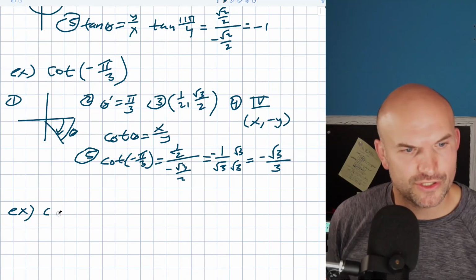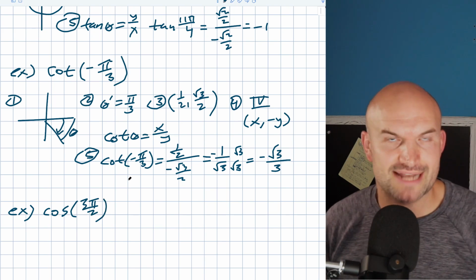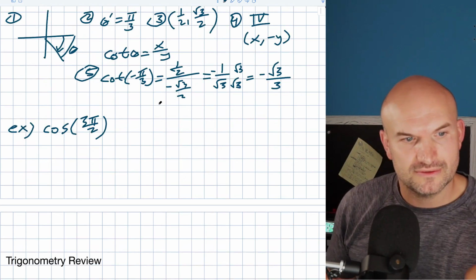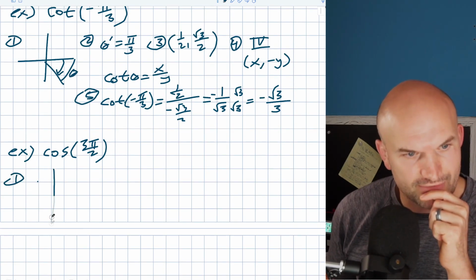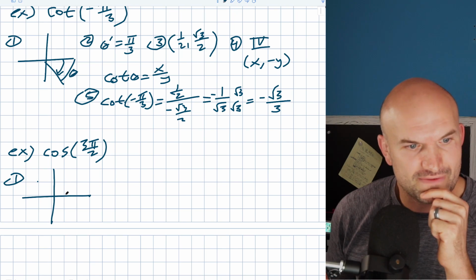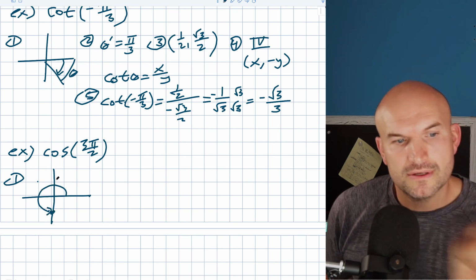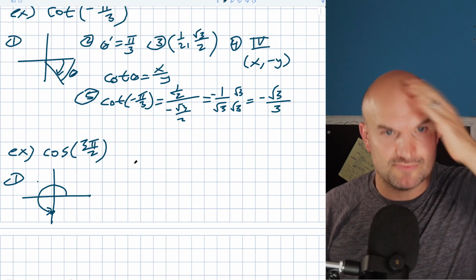All right, let's go and do another example. What about cosine of 3 pi over 2? Because now I want to get into examples of what if this doesn't have a reference angle. If you go ahead and sketch this, 3 pi over 2 is all the way over here. It doesn't have a reference angle. So if it doesn't have a reference angle, how can we understand this point?